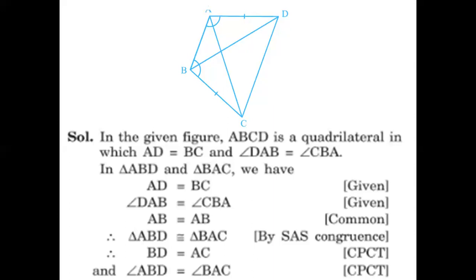Now, what about BD is equal to AC? Yes, BD is equal to AC by CPCT. So the second part of the question is also solved. Similarly, since the two triangles, that is triangle ABD, is congruent to triangle BAC, I can also say that angle ABD is equal to angle BAC. The reason is the same, CPCT, that is corresponding parts of congruent triangles. I hope you are clear with the solution for question number 2. Now let us get into question number 3.